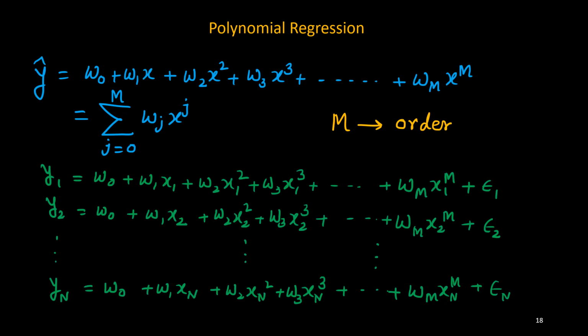Now, as those are the data points, what can we consider? So if I consider x1, y1, okay, if I replace x by x1, then the first term is w0, the second is w1 x1, then w2 x1 squared, then w3 x1 cubed, and the last one is wm x1 to the power m.